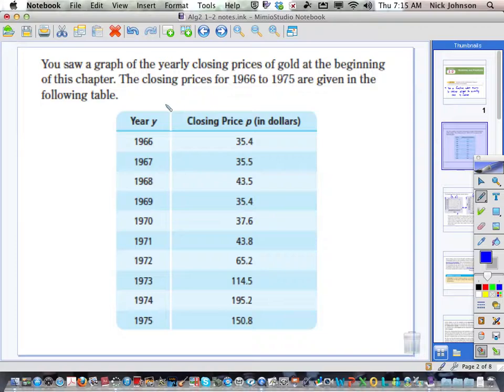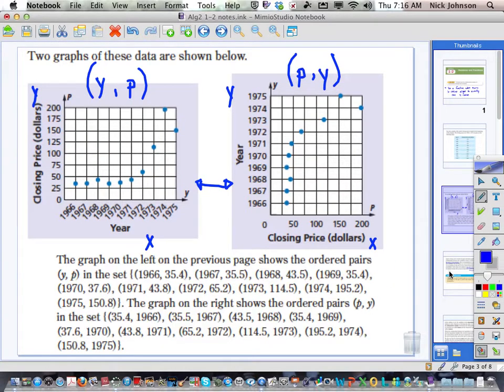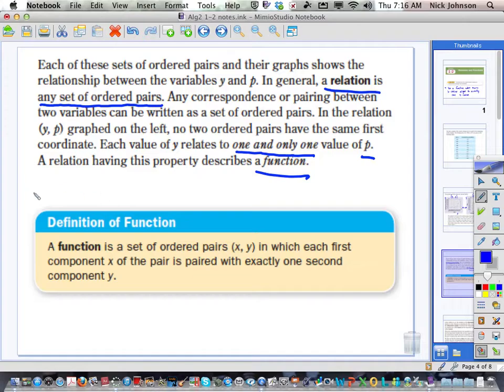Okay? If you have a set of x values that only map to one number, and if all these are different, they definitely map to one number, what you have is a function. And here's your definition for a function.